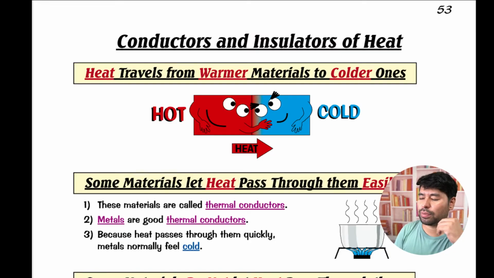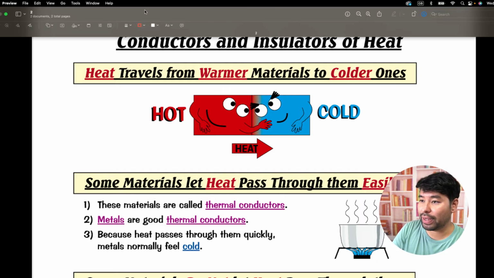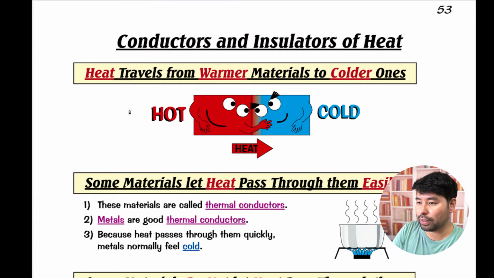Okay, so number 2, conductors and insulators of heat. Okay, so what is that, teacher? Again, I'm gonna give you some tips, but let's go on. Just follow me first, really. Heat travels from warmer materials to colder ones. That's why we have here hot and cold, right? And again, if you remember, let me put a green one here too. Okay, so it travels, ele viaja, right, from hot to cold. Very good, easy.